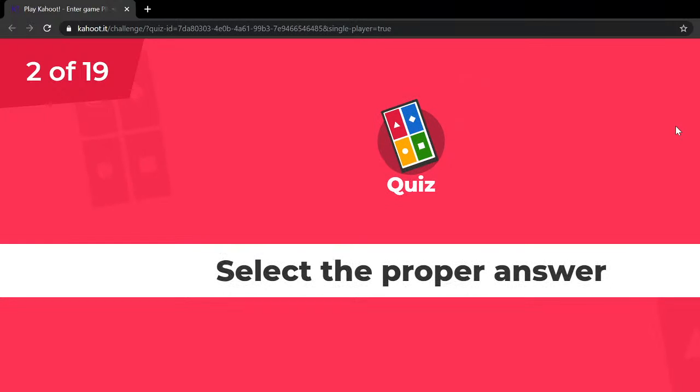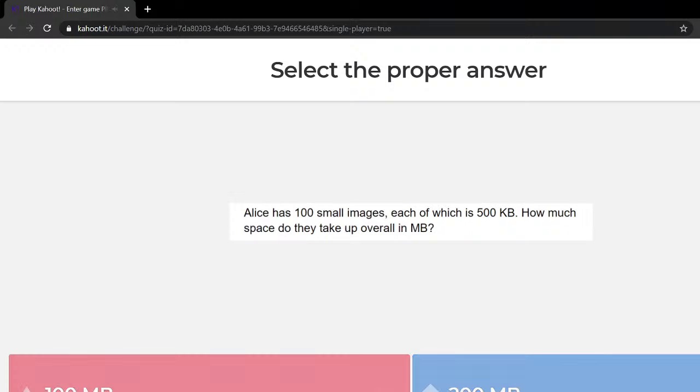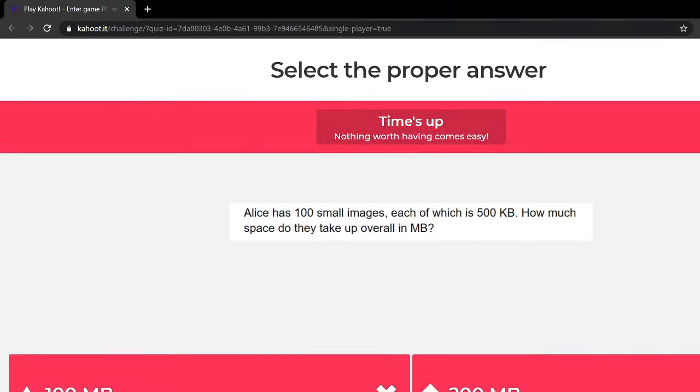Question 2, select the proper answer. I hope the pictures show, and it does. Alice has 100 small images, each of which is about 500 kilobytes. How much space do they take up overall in megabytes? Remember what I said before: the hierarchy is kilobytes, megabytes, and gigabytes. Time is up. So the answer is 50 megabytes.